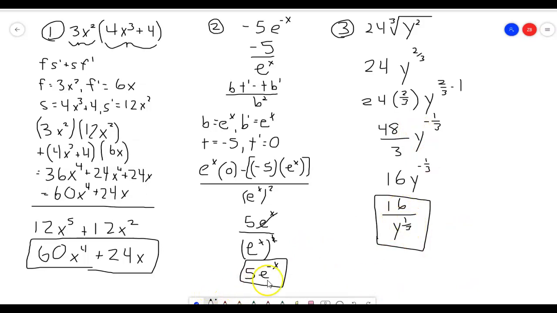For example, if I was going to find the second derivative of number 2, it would just revert right back to this derivative right here, right? Because, well, why don't you see if you can find that out for yourself?